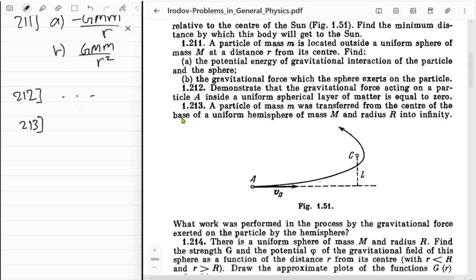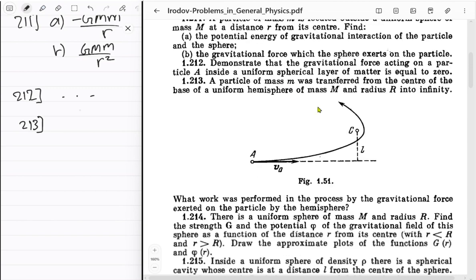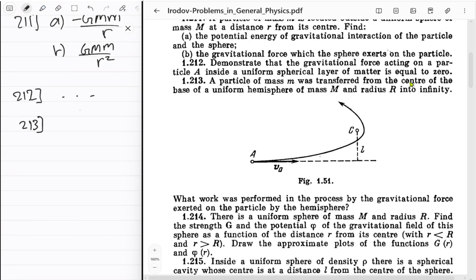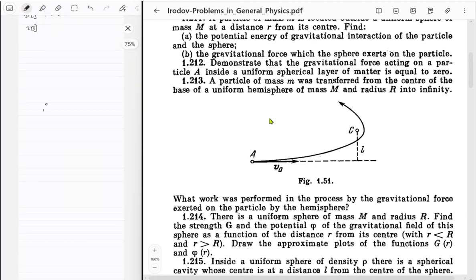Okay, a particle of mass m was transferred from the center of the base of a uniform hemisphere of mass m and radius r to infinity. So you've got a particle of small mass m transferred from the center of the base of a uniform hemisphere. Wait a second, that's potential.